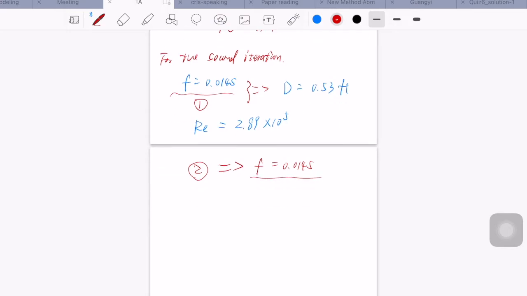So the D should be equal to 0.53 feet equals 6.36 inch. So we need to use the next larger size of pipe. So we'll select a pipe with the diameter equal to 8 inches. So we finished this problem.